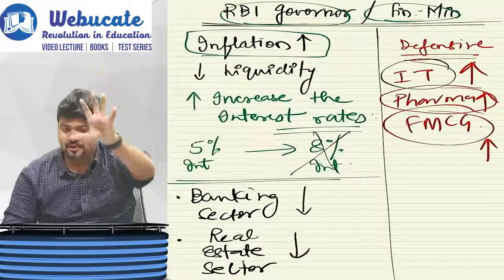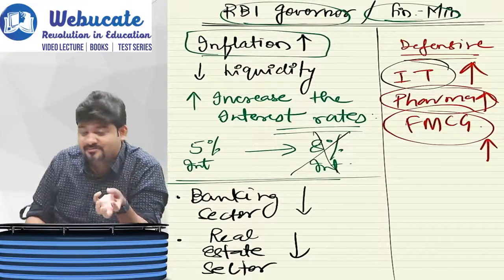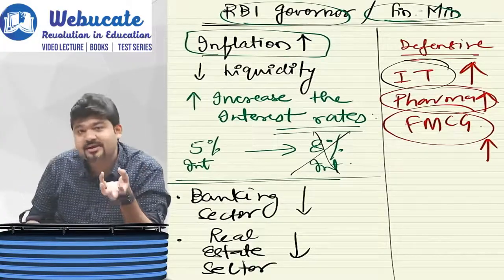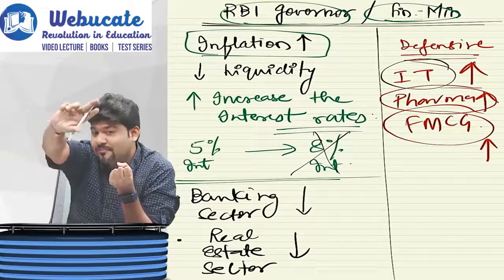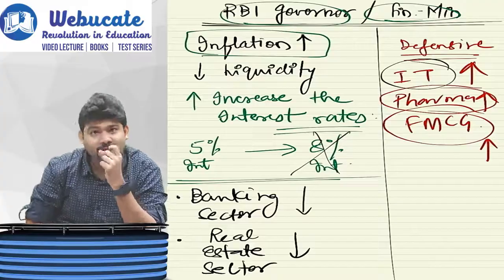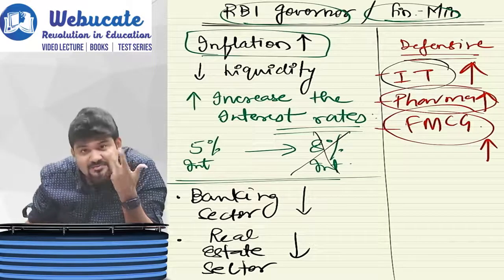You can also check now the share markets. Now that you know what happens in a monetary policy, what happens when the Federal Reserve increases the rates, when the RBI increases the repo rate, reduces the repo rate, reverse repo rate, we'll understand all of that when we move on. But this is what is happening. Can I say the IT, the pharma, the FMCG may increase?